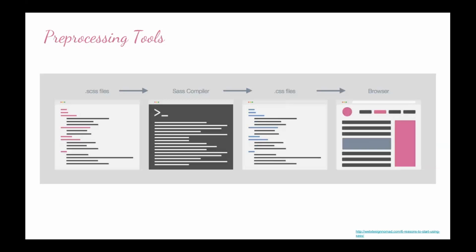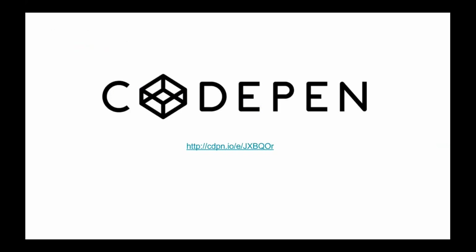So all in all, how does Sass work? You're going to write your Sass files. You're then going to use your compiler to compile that Sass into a CSS sheet that can then be used by your website. Easy peasy. So now we're going to jump into our little interactive demo. Feel free to visit the URL at the bottom of your screen.